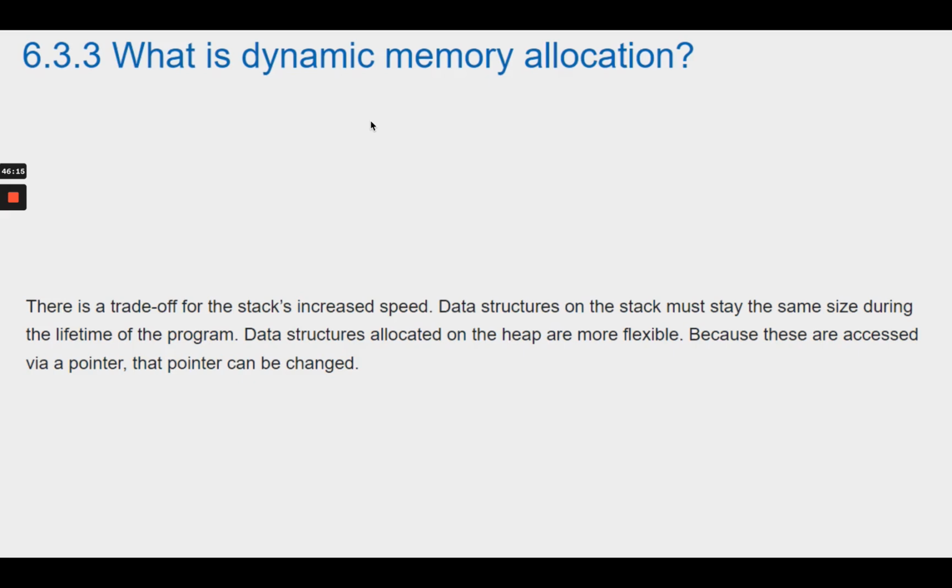There is a trade-off for the stack's increased speed. Data structures on the stack must stay the same size during the lifetime of the program. Data structures allocated on the heap are more flexible. Because they are accessed via a pointer, that pointer can be changed.